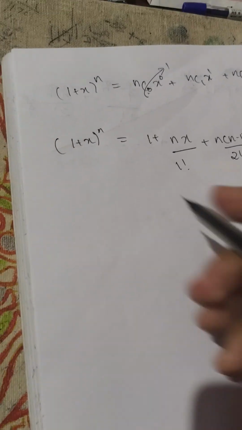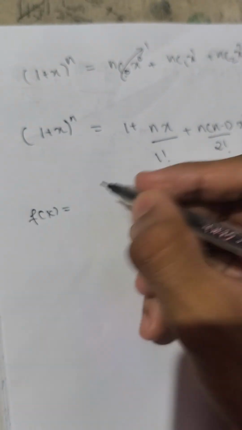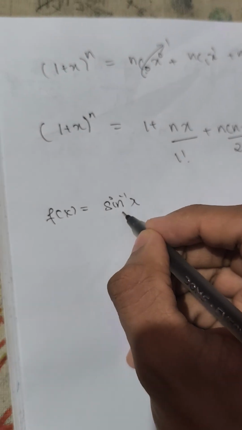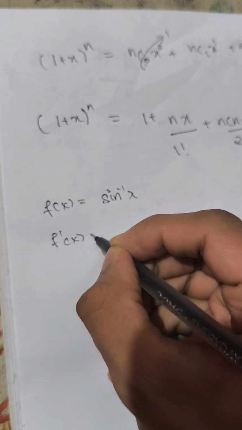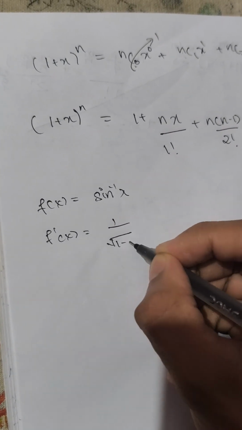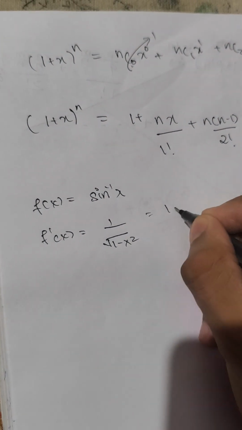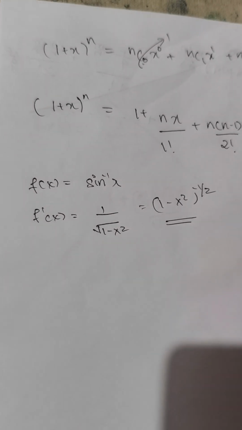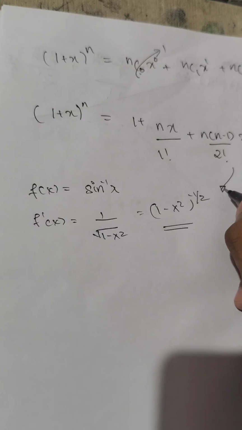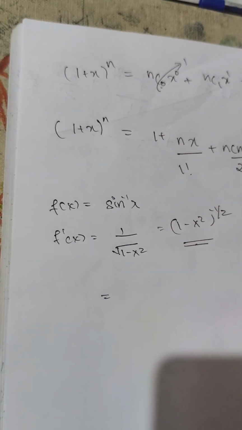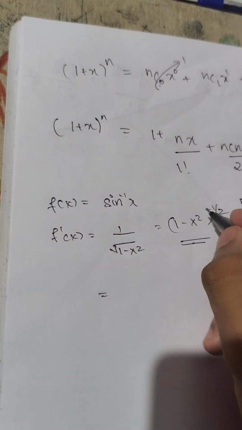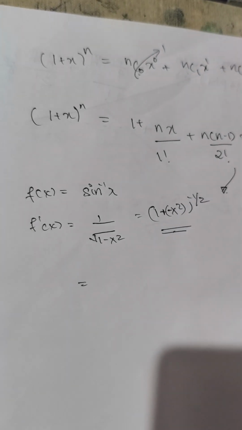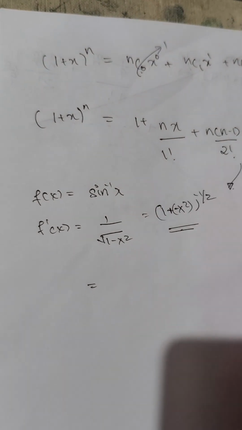Suppose we have a function, say f of x is equal to sine inverse of x, and you need its series expansion. What you're going to do is take its derivative, which is 1 by root of (1 minus x squared), which you can write as (1 minus x squared) the whole raised to minus half. Now I'm going to use the binomial theorem to expand this. I can write this as 1 plus (minus x squared), which will avoid a lot of confusion while writing this.